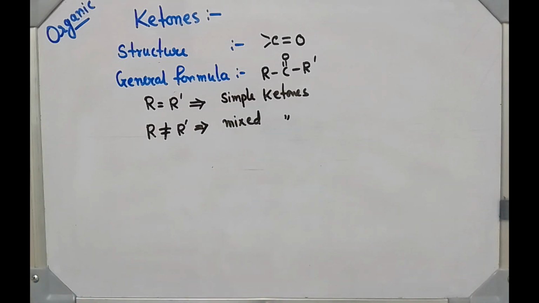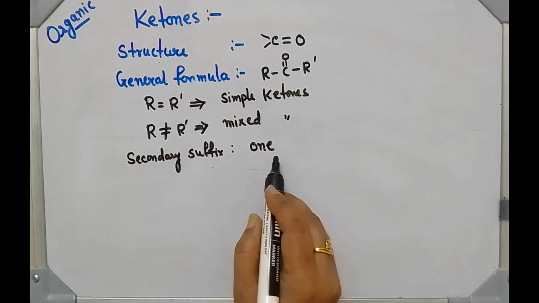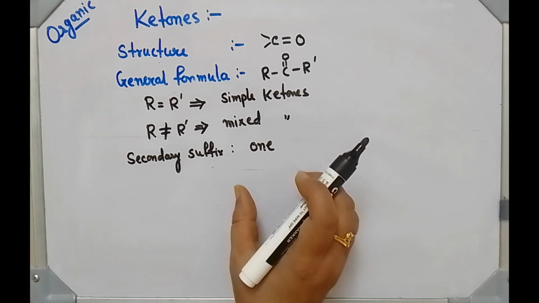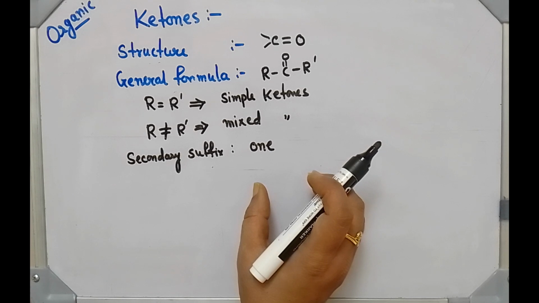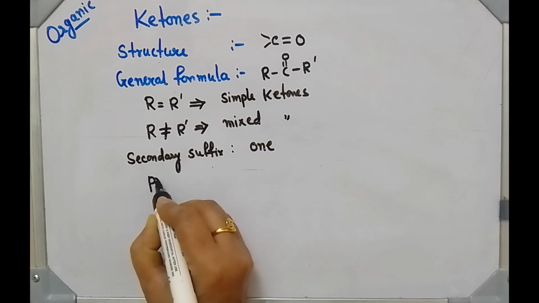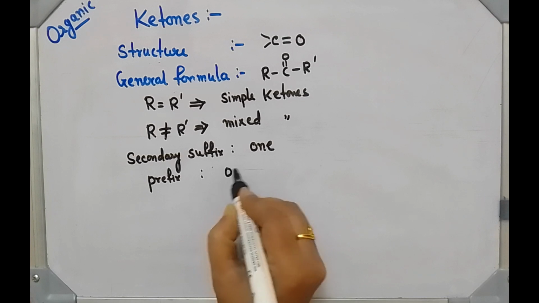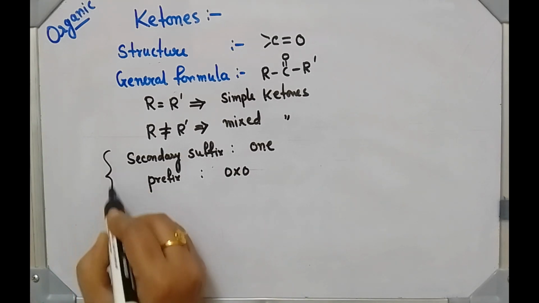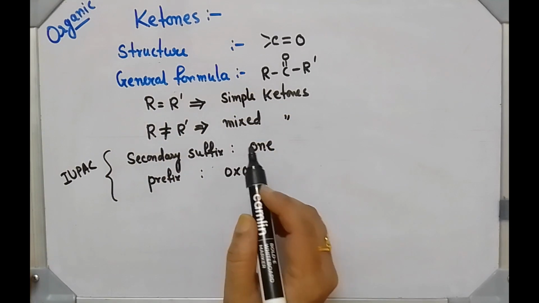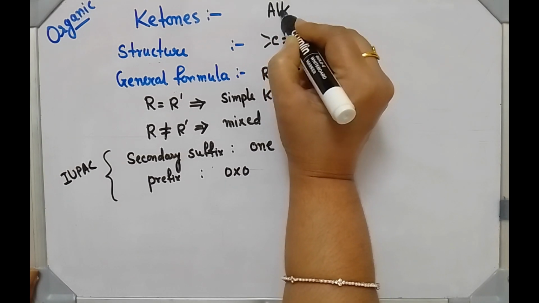For this functional group, the secondary suffix one we have to add if ketone is the principal functional group. But if it is a secondary functional group, meaning it is acting as a substituent, then you have to add the prefix oxo in the IUPAC name. Ketones are also called alkanones.